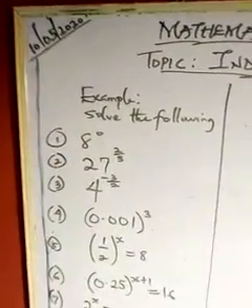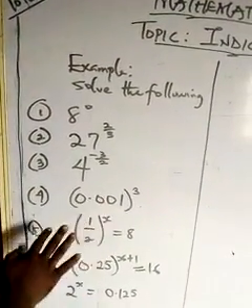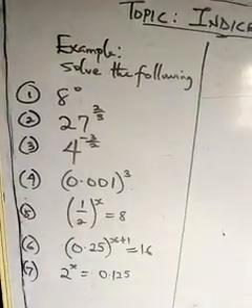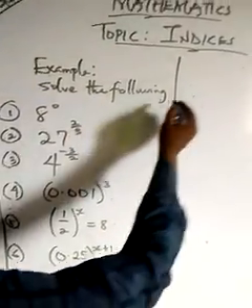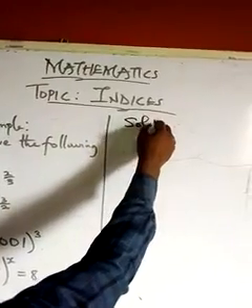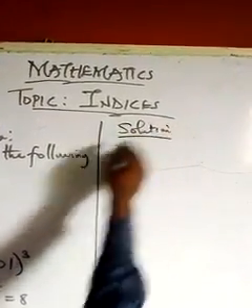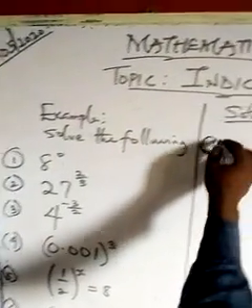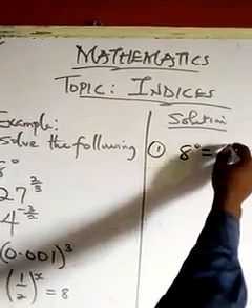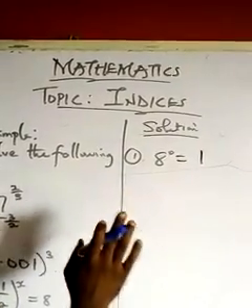We have 7 of them that we have to solve under indices and related to the laws. Now, let's solve number 1. Number 1 says h raised to the power 0. We know from the law that h raised to the power 0 is what? 1. Because anything raised to the power 0 in the indices is 1.